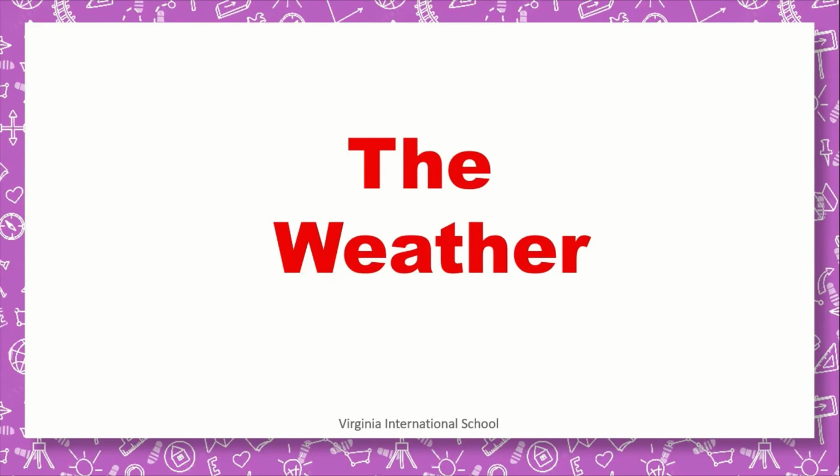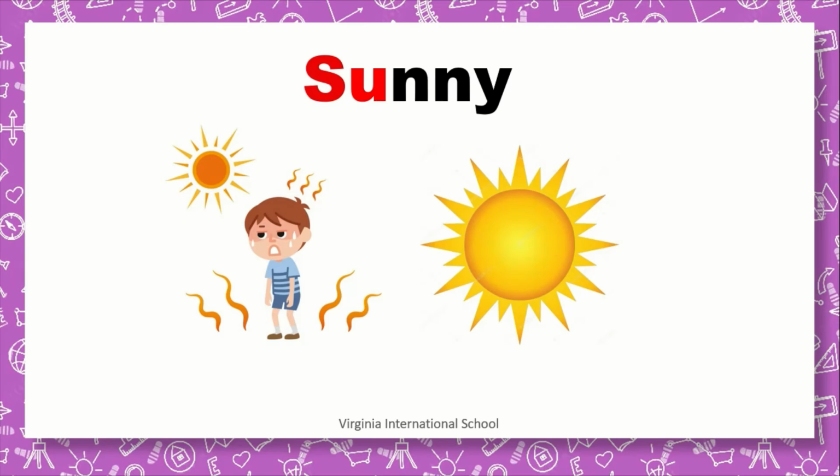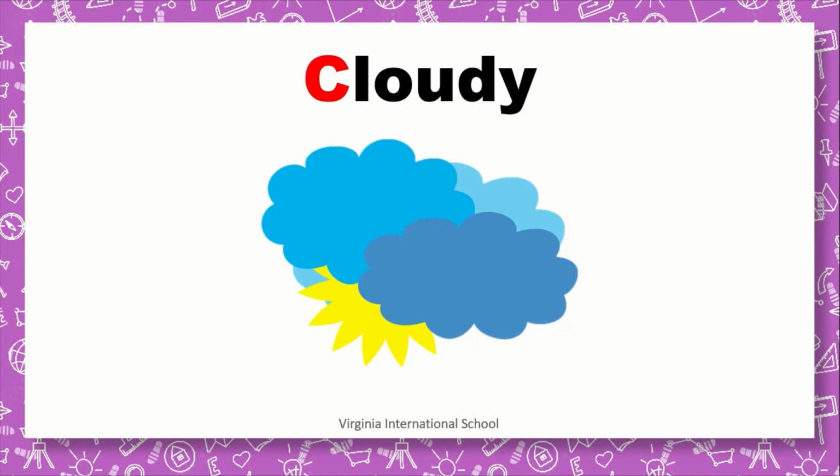The weather. The weather can be sunny. Sunny, which is too hot, the sun is in the sky and it's too big, that's called sunny. Next, it can be cloudy, where the clouds are covering the sun. It's called cloudy, with the C, cloudy.